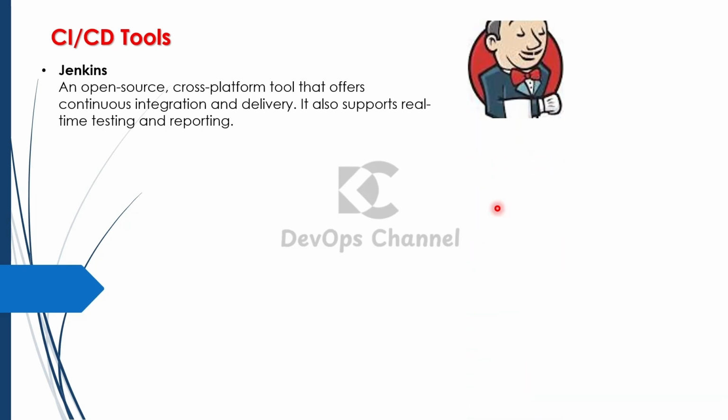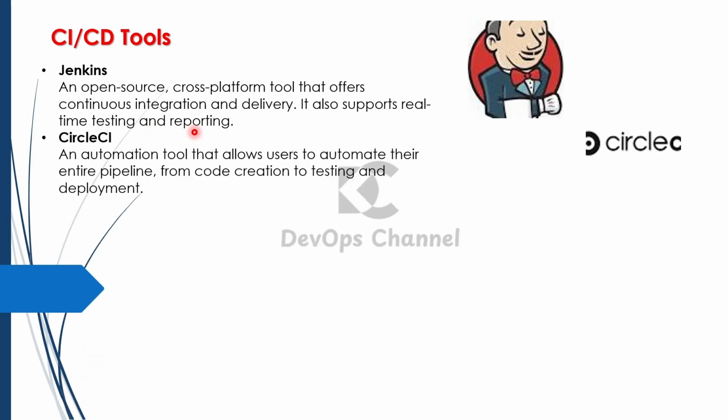Jenkins is an open source and cross-platform tool that offers continuous integration and also delivery. Okay, it also supports real-time testing and reporting. Now the next one is CircleCI. So it's also an automation tool that allows users to automate their entire pipeline, from code creation to testing and deployment. Okay, so this is also an alternative to Jenkins.